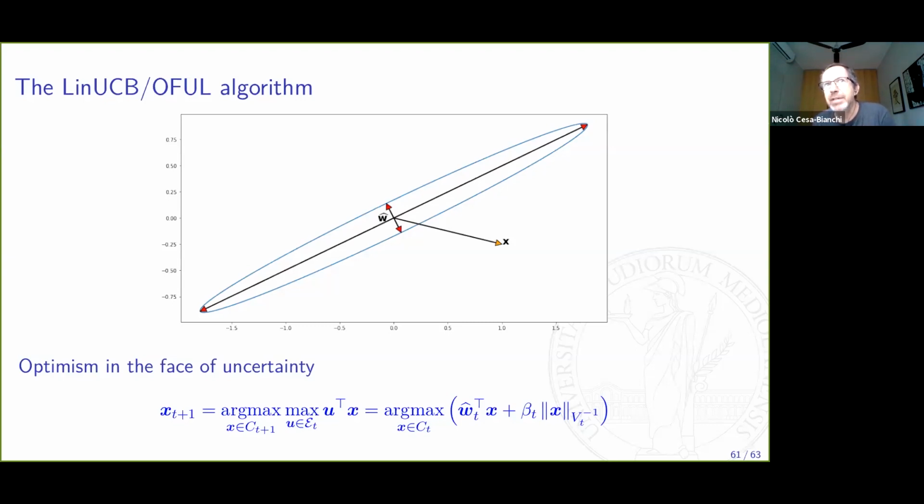Optimism in the face of uncertainty is a way of combining these two things in a single objective. So I would like to choose the action that maximizes both the promise of a good reward and the fact that I want to reduce the uncertainty about my estimates. Wow, it would deserve a lot more.